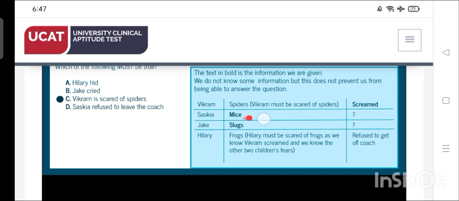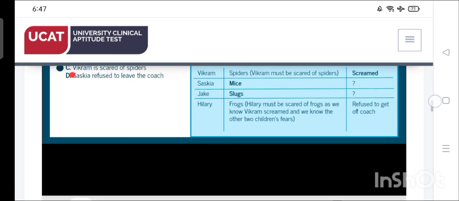Saskia, mice. There isn't any mention of whether Saskia screamed or not. It's just about mice. Jake, slugs. Hillary, frogs. Hillary must be scared of frogs, as we know Vikram screamed, and we know the other two children's fears. Refused to get off the couch. That's why we know option C is the correct one, that Vikram is scared of spiders.